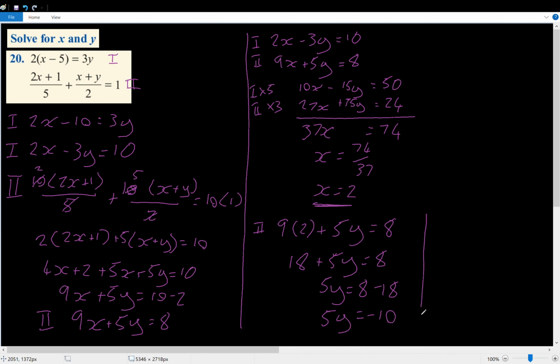I'm running out of space for it, so it's going to move up to here. So we were at 5y equals minus 10, which means y equals minus 10 divided by 5. So y is equal to minus 2. And then we underline both of our answers just to make sure that no one misses them. And that is that.